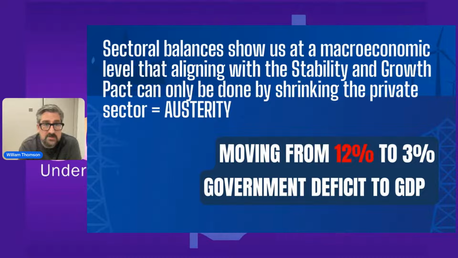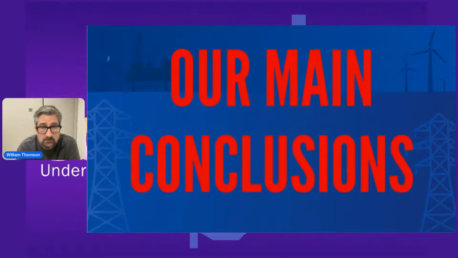So to summarize, sectorial balances show us at a macroeconomic level that aligning with the Stability and Growth Pact can only be done by shrinking the private sector, and that's austerity. It's absolute madness to think that we can move from a 12% government deficit to 3% government deficit any other way than crushing austerity. The longer period you take it over, the less the austerity. But if you want to do it in a decade or less, it's absolutely crushing, unquestionably an unpolitical movement of our economy to go for that. And this is the evidence that we're taking to the Scottish Government.